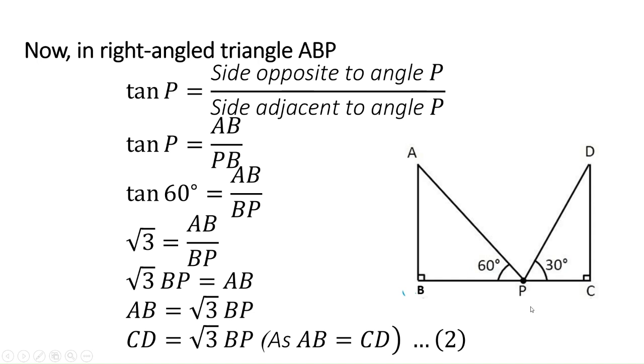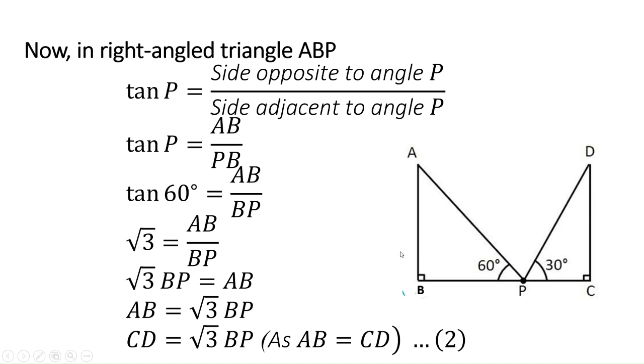So here, the opposite side to angle 60 by the adjacent side to angle 60. Tan 60 is equal to AB by PB, or AB by BP. The tan 60 value that we know, root 3, is equal to AB by BP. So root 3 into BP is equal to AB. What is AB? AB is nothing but the height of the other pole, the first pole. Two poles are there now for us. So the height of the pole AB is equal to root 3 into BP.